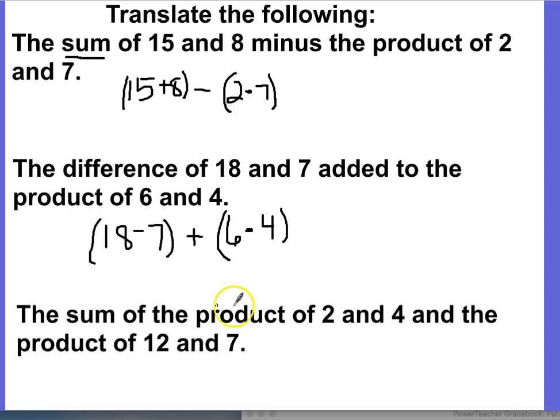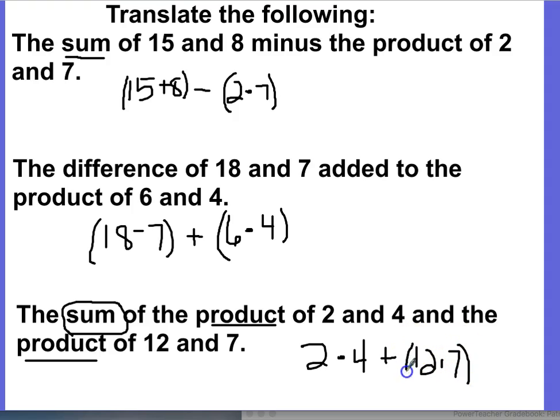And the last one that I have is the sum of the product of 2 and 4 and the product of 12 and 7. Well, I'm going to think about this now because this sounds a little different. I'm looking for the sum of, and I've got two products. So if I'm translating this, I'm not adding these numbers together because these I need to multiply. So I'm going to have 2 times 4 plus 12 times 7. And again, I'm putting these in parentheses to show this translation here and this translation here. And I want the sum of those two products, so I'm going to be adding those together.